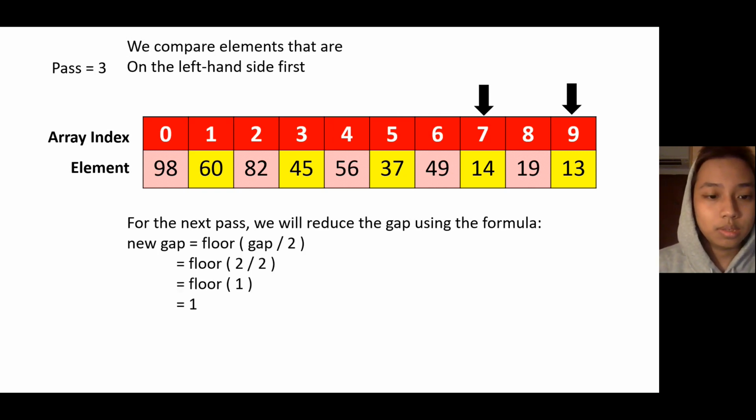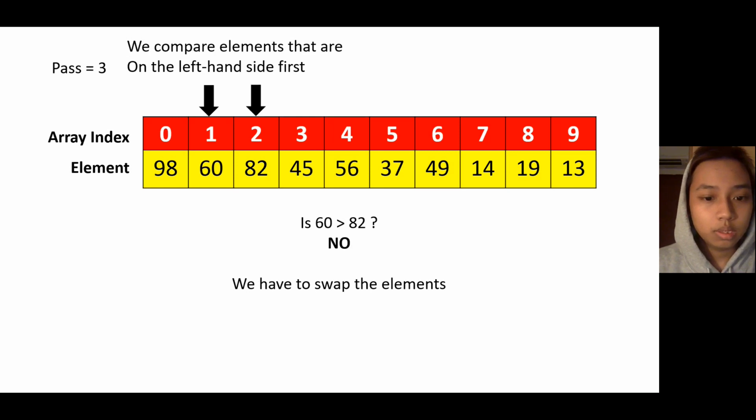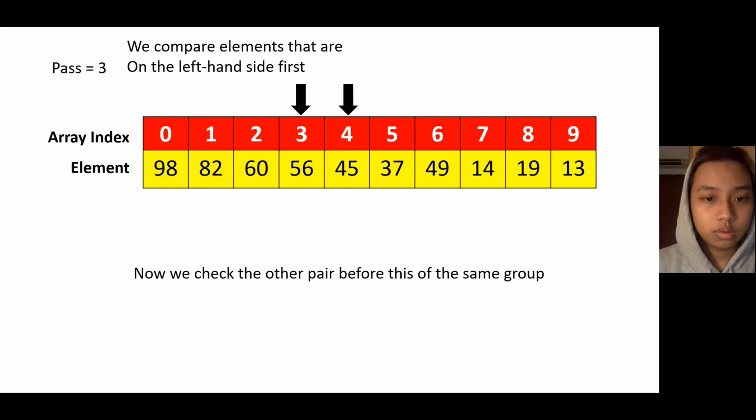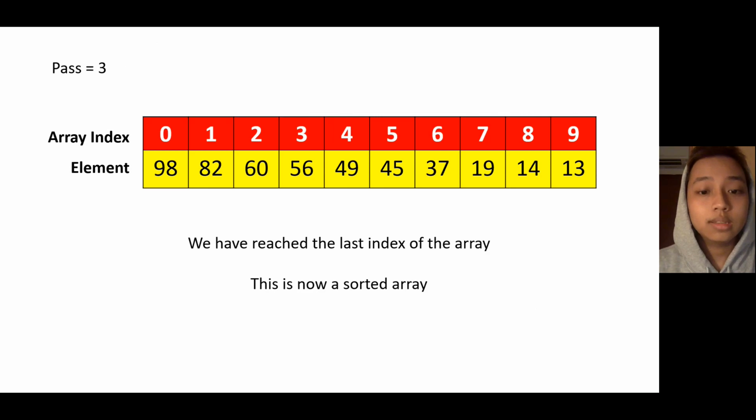Again, the gap is now changed using the value of the one before, which was 2. And now the value is 1 for the next pass. And we will continue until we have reached the last index. And now, as you can see, it is in descending order. So this is now a sorted array.